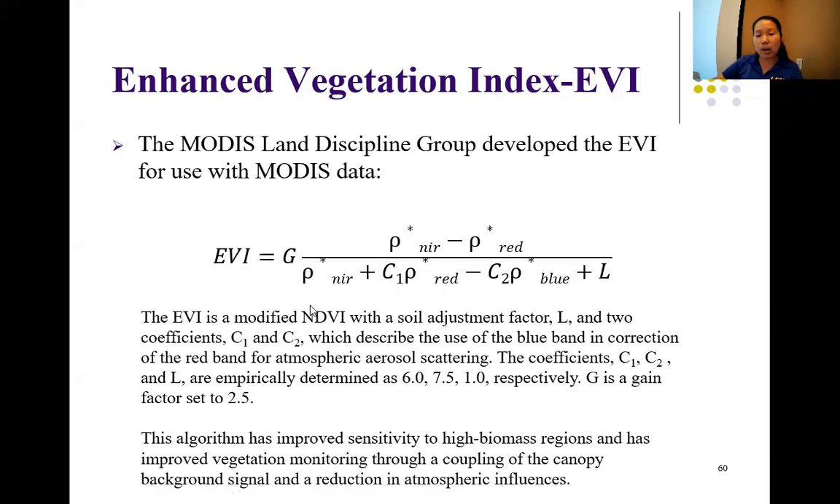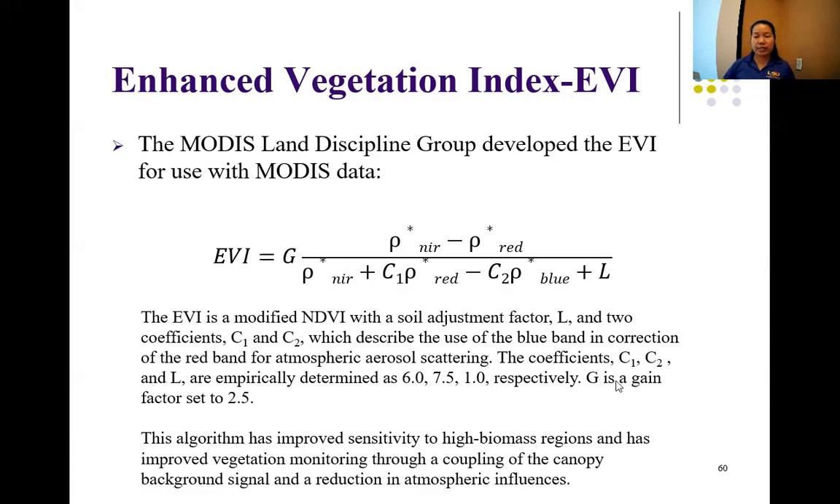EVI is a modified NDVI with the soil adjustment factor L, which is over here, and two coefficients C1 and C2, which describe the use of the blue band in correction of the red band for atmospheric aerosol scattering. And the coefficients C1, C2, and L are empirically determined as 6.0, 7.5, and 1.0, which means that they did a previous study, tested, and suggested this set of parameters.